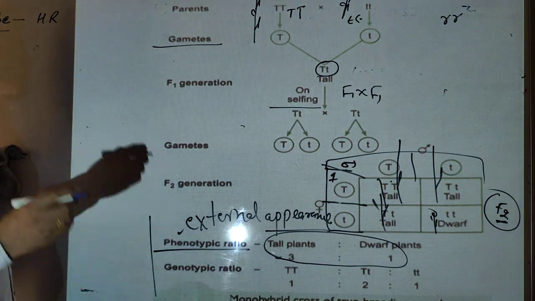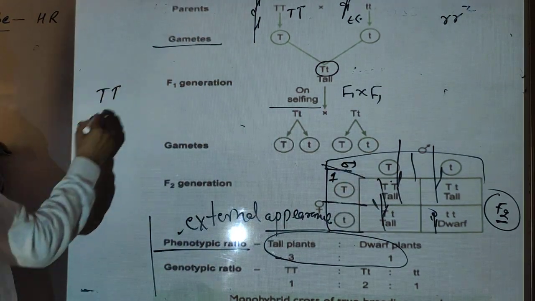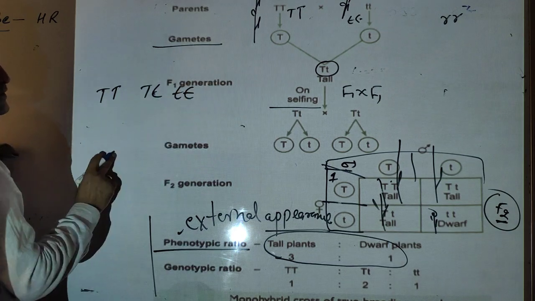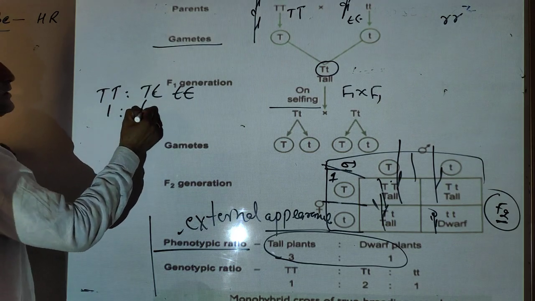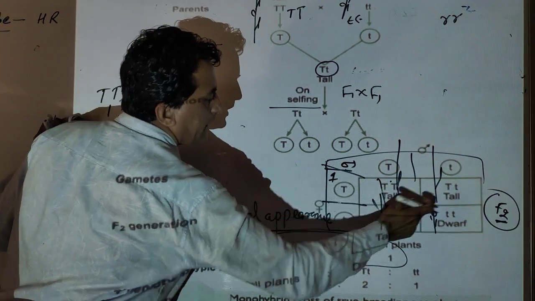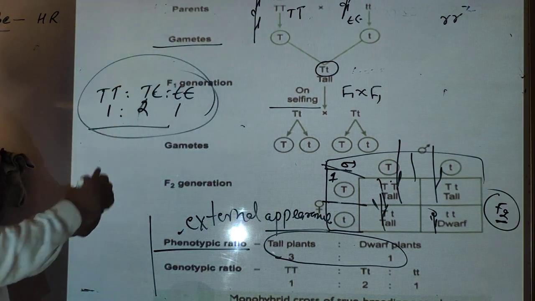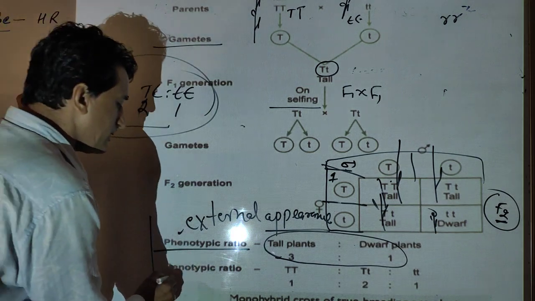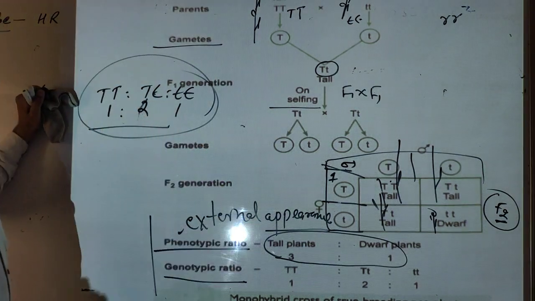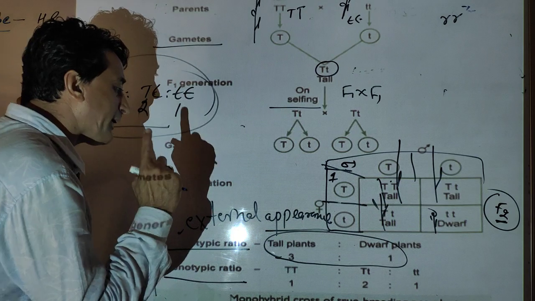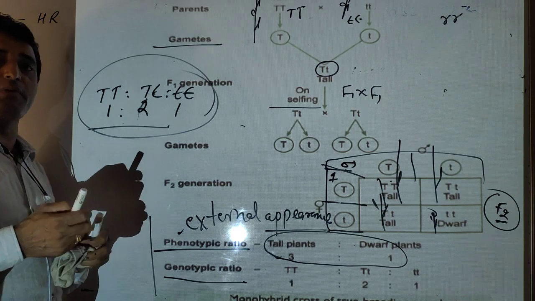And genotypical means on the basis of genetic organization. Just check it: capital T capital T, capital T small t, capital T small t, small t small t. You can count it: capital T capital T, one; capital T small t, two; small t small t, one. Then what is that ratio? 1:2:1. So the genotypical ratio is 1:2:1. Genotypical means on the basis of gene organization. Phenotypical means on the basis of external appearance. So today we have discussed only that part. The remaining part we will discuss tomorrow.